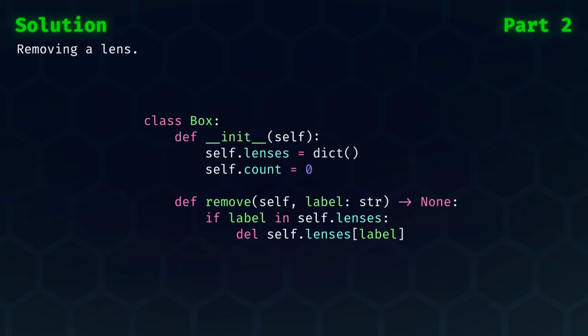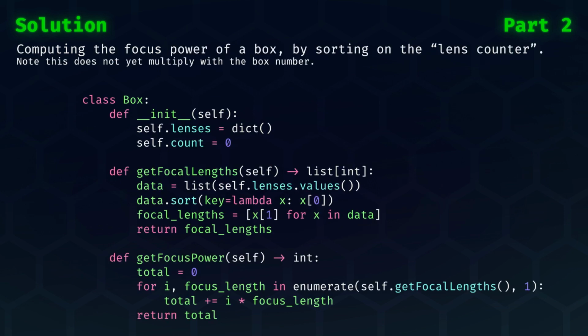Since we're using a hash map, removing a lens becomes trivial. We check if the label is in the dictionary, and if it is, we delete it. Then finally, the critical part, computing the focusing power of a box. We achieve this by getting the sorted focal lengths. The getFocalLengths function gets all tuples from the dictionary, which represent the lenses, and then we sort them based on the insertion time. At the end, we of course don't care about the insertion times themselves, so we extract the focal lengths from the data and return those instead.